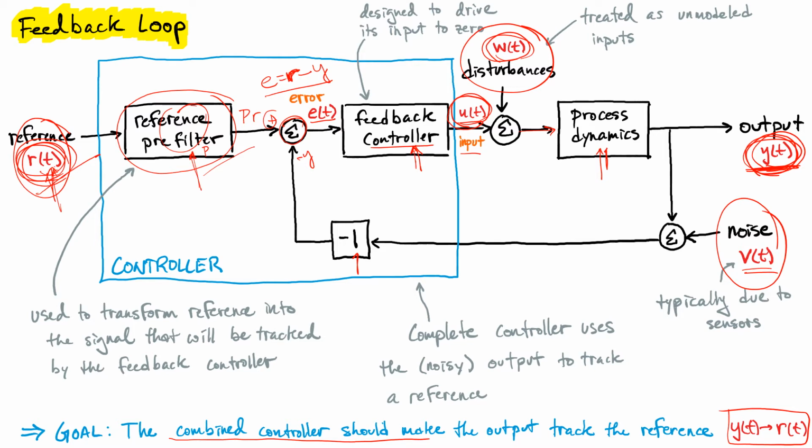So this is the big picture. This is the most general case that we'll take a look at. And so now what we're going to do is we're going to take a look at a few specific examples that really helps us understand what the role of each individual piece of this feedback control loop is.